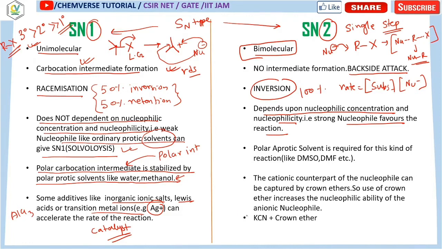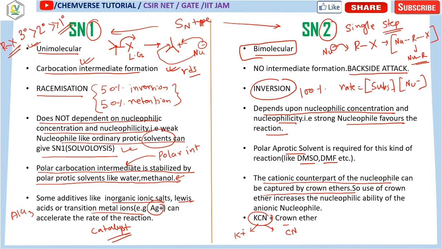Okay, so this is one condition. Now a polar aprotic solvent like DMSO or DMF is used for SN2 reactions. The next point says that the cationic counterpart of the nucleophile can be captured by a crown ether like moiety. If I use KCN as our nucleophile, the nucleophile is CN minus, but there is also a cationic part, K plus, which is the cationic counterpart of this reagent.